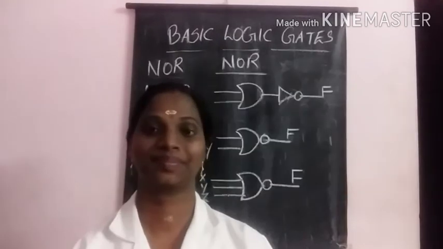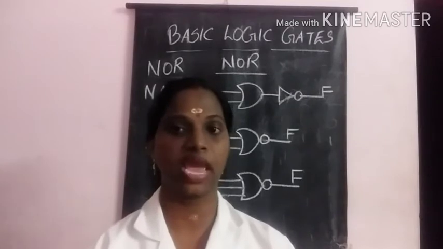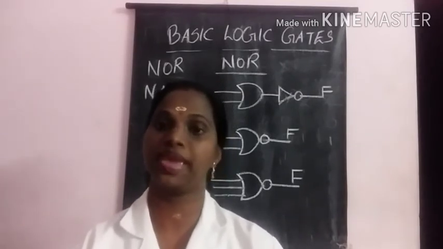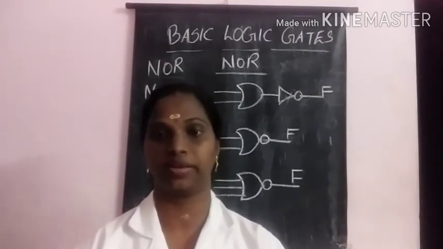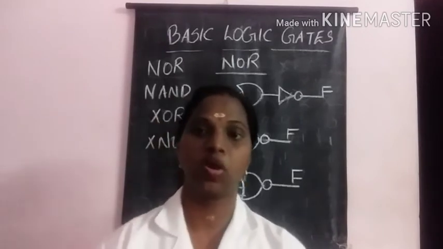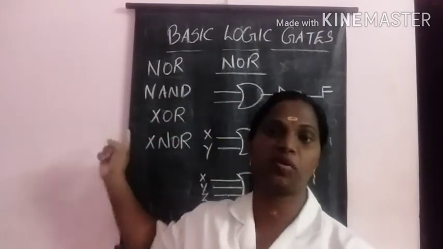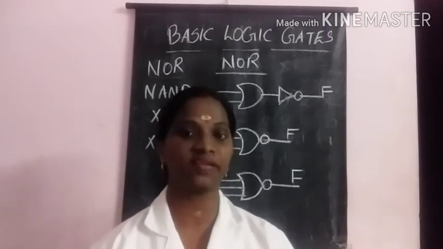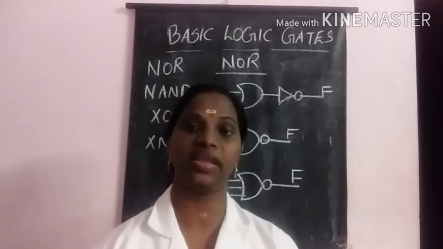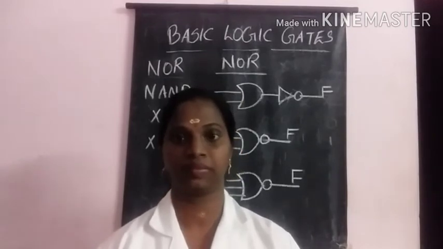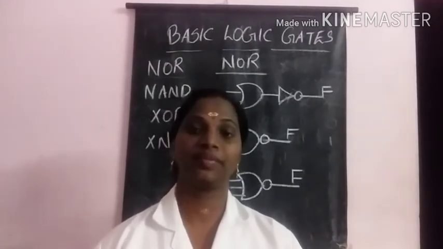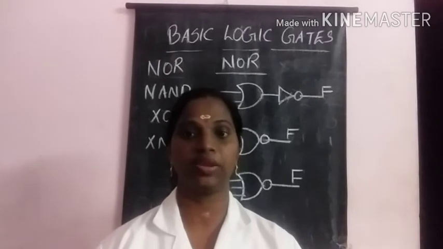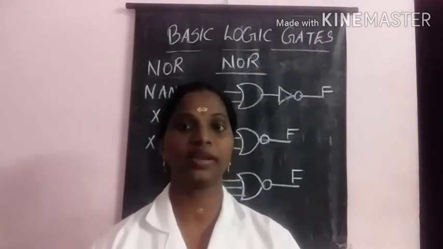So, children, we can derive more gates from the basic gates AND, OR and NOT. These are NOR, NAND, XOR and XNOR. These are the other gates derived from the basic gates. We can start with the NOR gate.